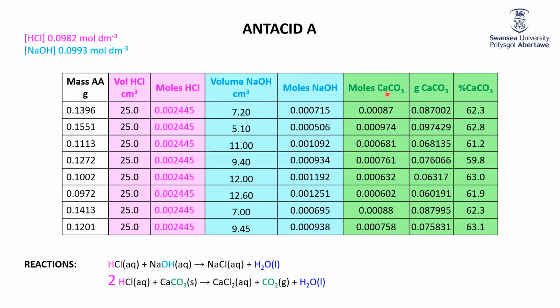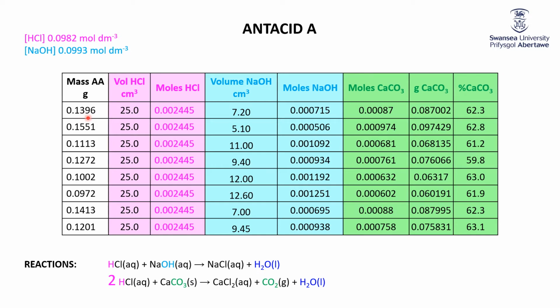So therefore the moles of HCl with which I started, minus the moles of NaOH, is equal to the moles of HCl that's left. So therefore the moles of HCl used up by the calcium carbonate is simply this pink column minus this blue column, but then divided by 2 because each calcium carbonate uses 2 H pluses. Go to grams, and then percent of the calcium carbonate is simply the grams of calcium carbonate over the grams of the antacid that I took.